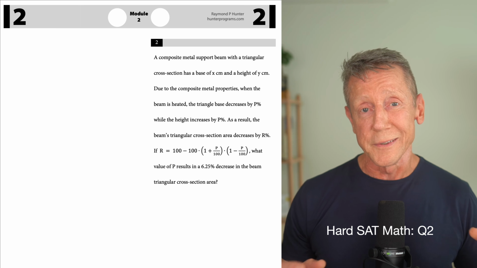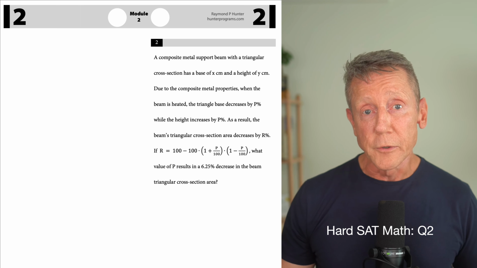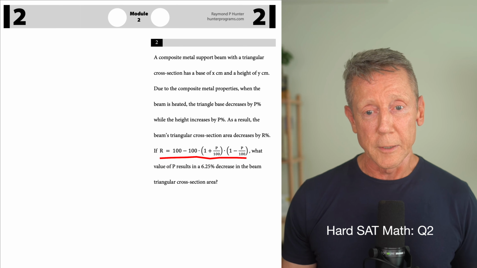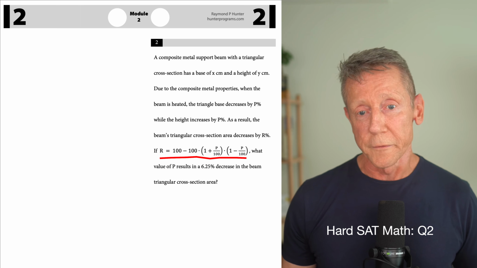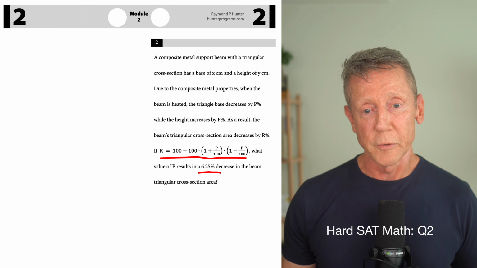All you gotta do is dial in on the few parts of the problem that you need to get the job done. I usually start with the equation. And when I'm looking at the equation, I see an R and I see a P. And I see that we're trying to find P, so obviously we don't have that. So what's R? So I read down below and I see that it's the only number I got, which is 6.25%.